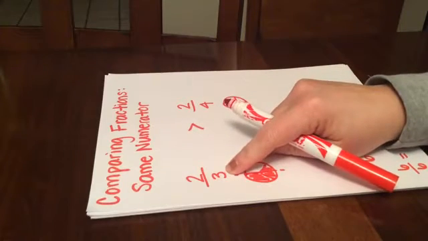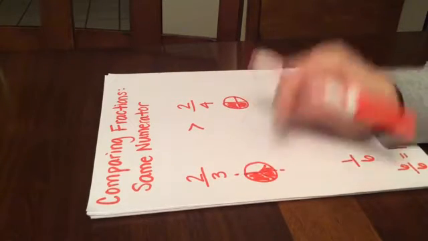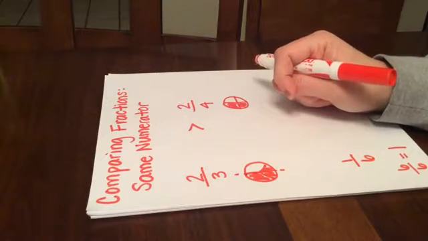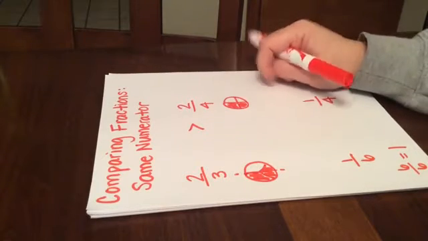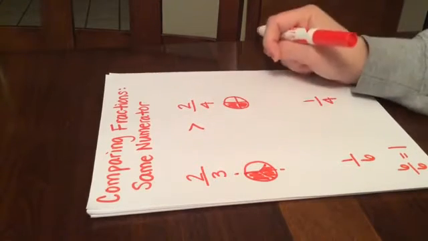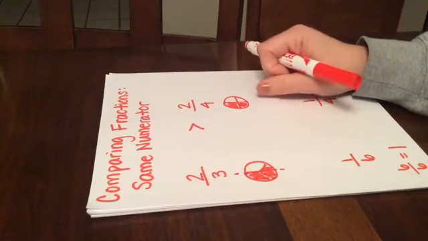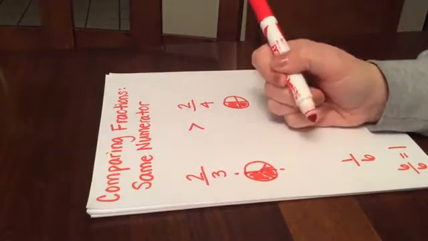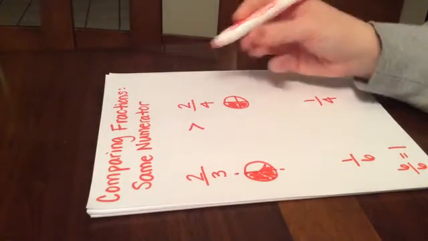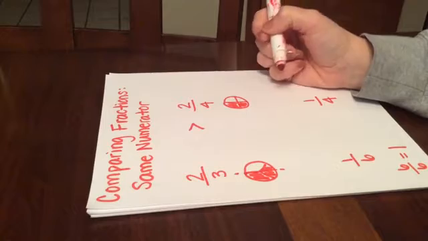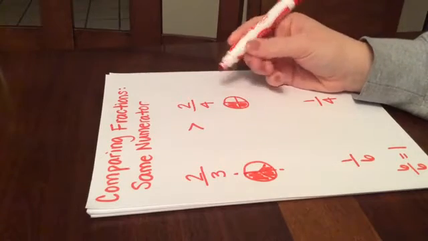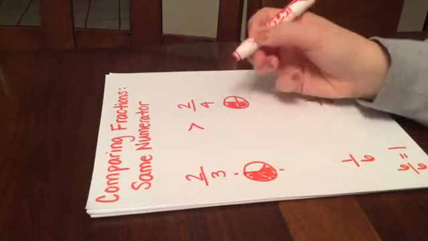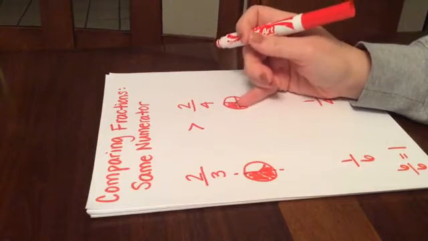Since this fraction had a denominator of 3, I'm only going to divide that shape into 3 parts. This fraction has a 4 in the denominator, so I'm going to divide that shape into 4 parts. I colored 2 of the 3 parts in on this fraction and 2 of the 4 parts in on the second fraction. If I think about 2/4, that shows me a half.